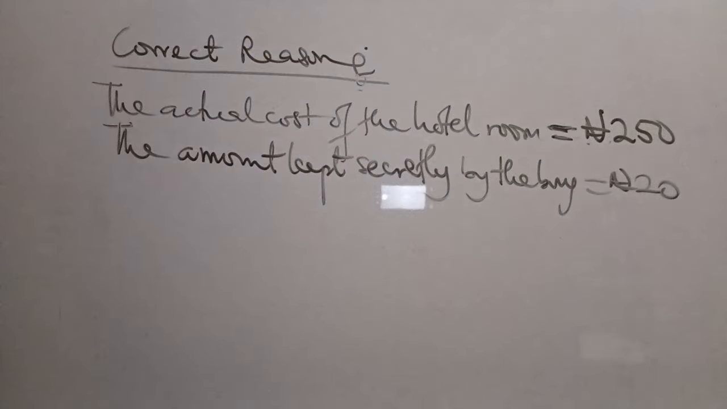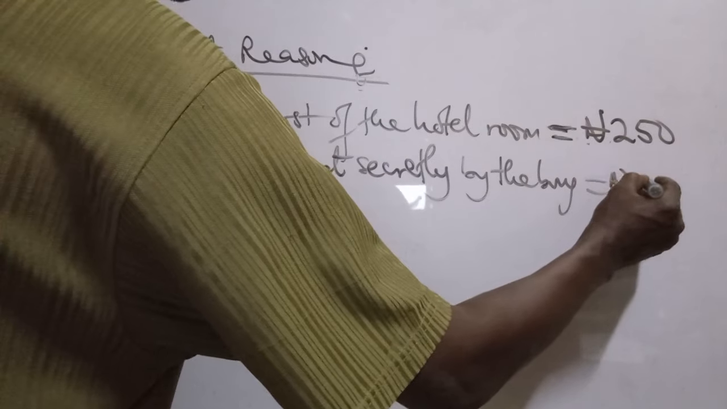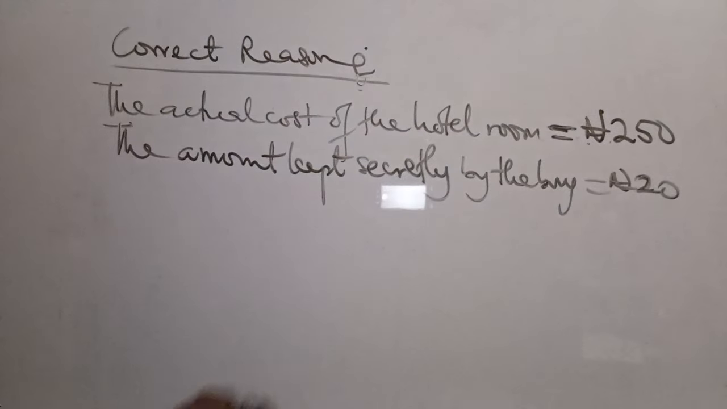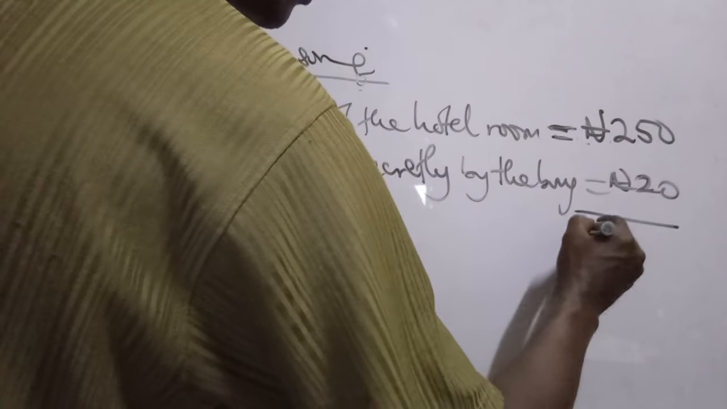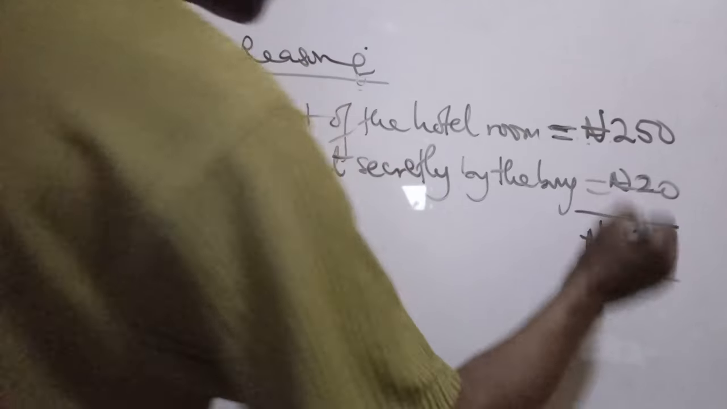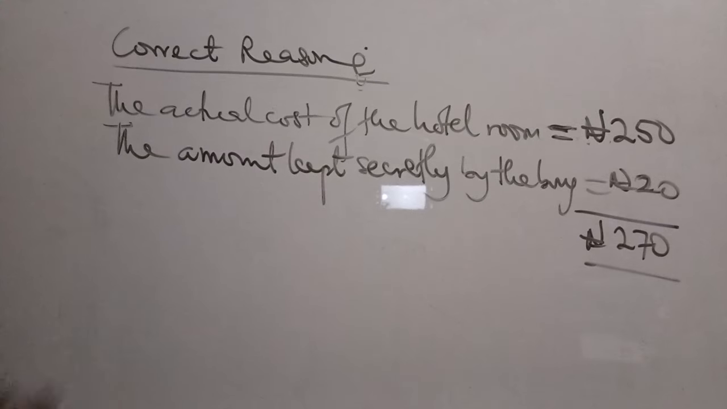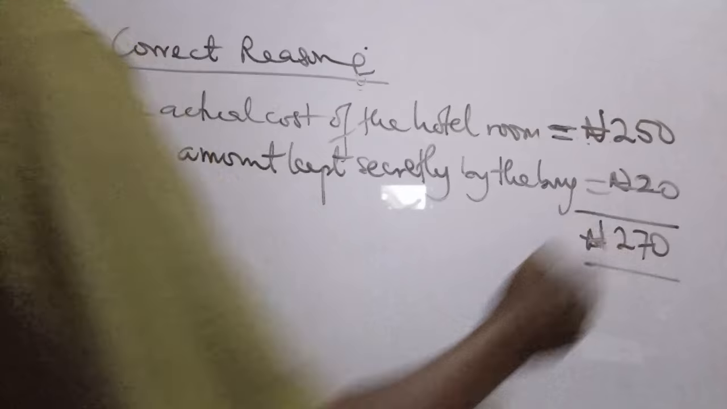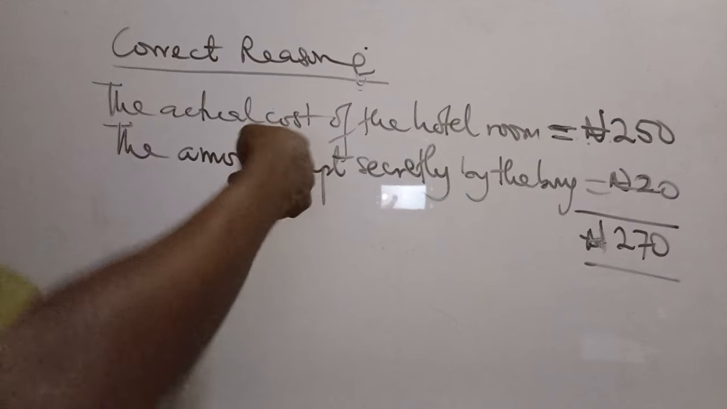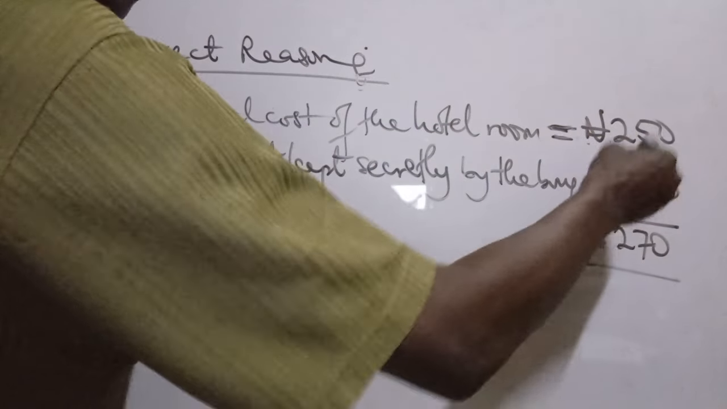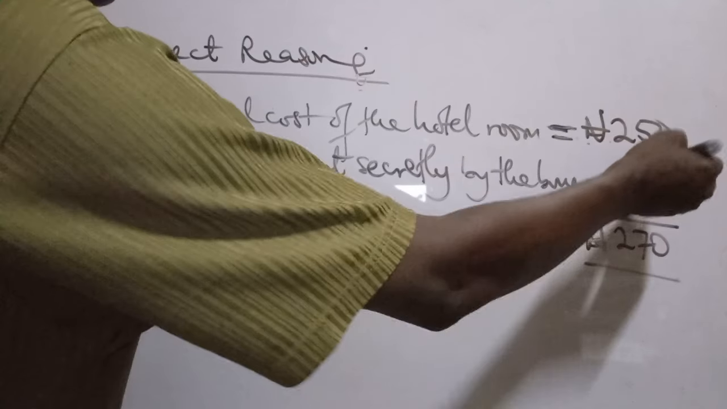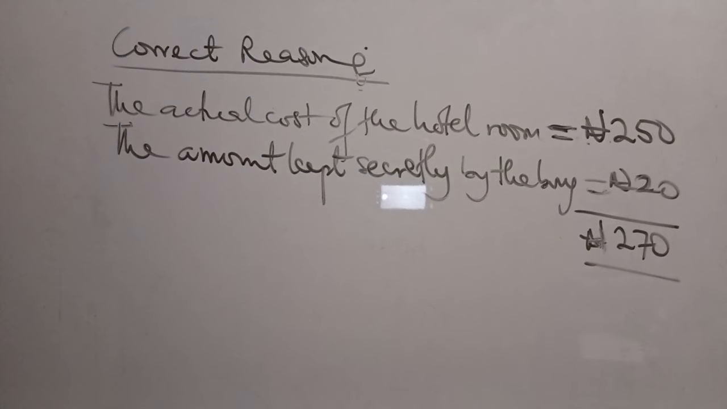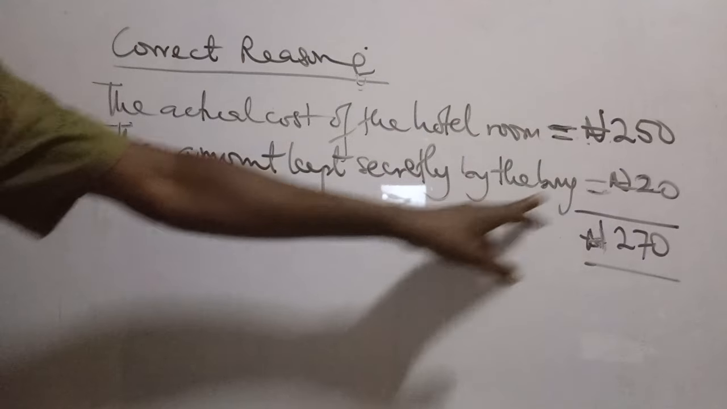Okay? Fine. So if you have this together, that gives us what? 270 naira. Beautiful. So that means that the 270 naira in question, where we say that each boy paid 90 naira, has already included the 20 naira that the boy kept secretly. Again, I repeat, the actual cost of the hotel room was 250 naira. The amount kept secretly by the boy is 20 naira.